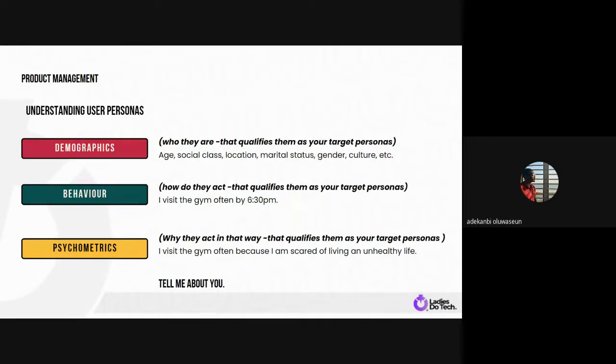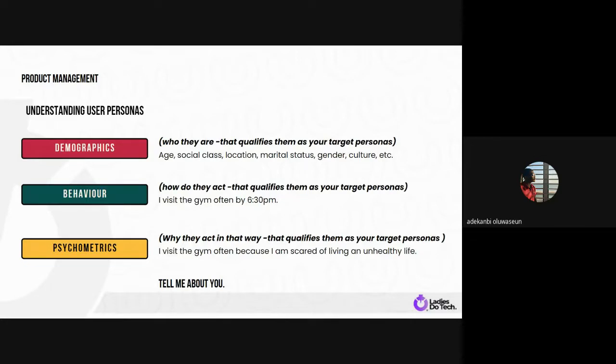Awesome. So this is where this falls. While you're profiling your users, I told you that there's a thing called profiling, and that's your persona. Now, there are three critical things you want to pay attention to. The first is demographics. In demography, you have a lot of things you are looking at: their age, social class, location, marital status, gender, culture. The real question you are asking is, who are these people? You want to know how these people qualify to become your persona.